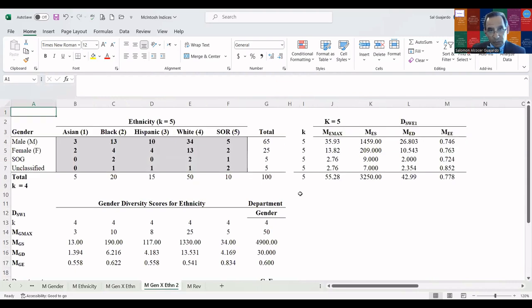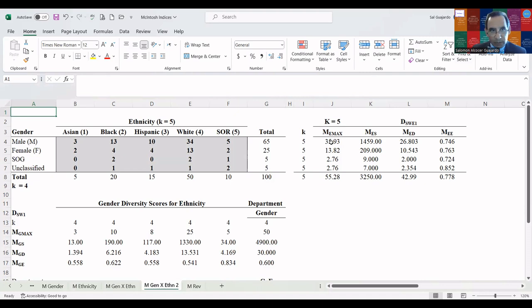Now, again, to be consistent with episode 1 and episode 2, I applied the McIntosh index across the rows for gender for each ethnic group. So here again, I have 3 Asian males, 13 black males, 10 Hispanic males, 34 white males, and 5 males of some other race. It's a total of 65 males in the organization.